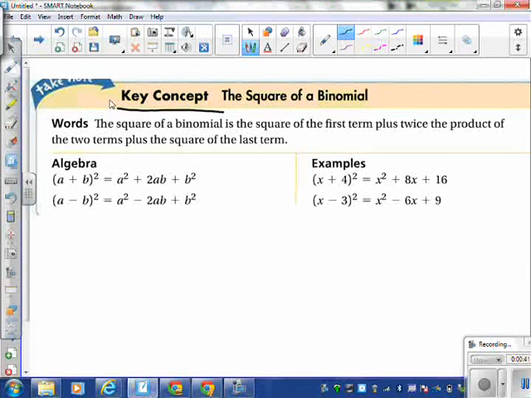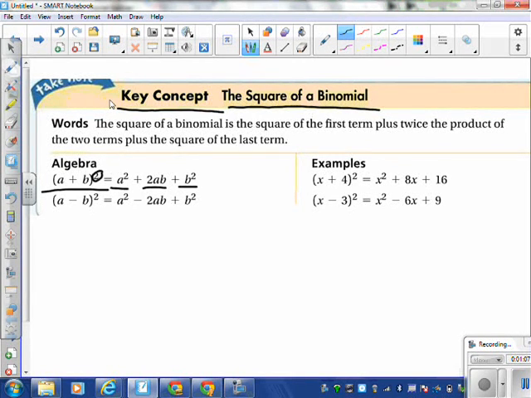A key concept with this section, the square of the binomial, is given a problem that looks like this: a plus b squared. That translates into a squared plus 2ab plus b squared. What are they actually doing with that problem?